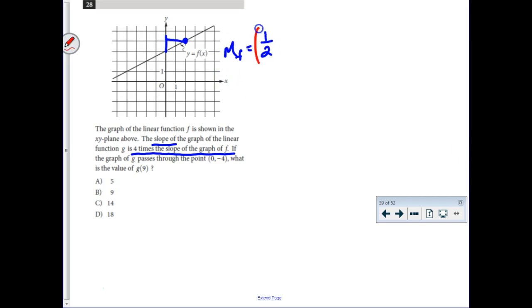So if I were to multiply this by 4, that means the slope of this mystery function g is 2. So keep that clue. It's not our answer, but that's part of our next step. Now it says the graph for function g passes through the point (0, -4).